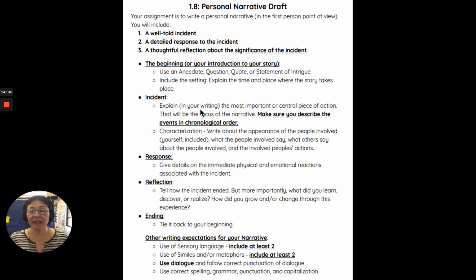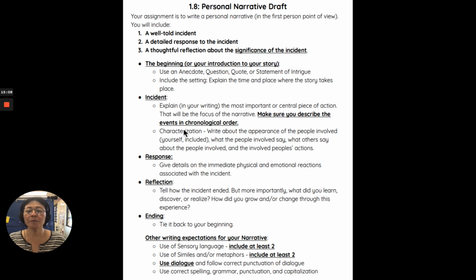The next thing you're going to have is the actual incident. You will explain in your writing the most important or central pieces of action. That will be the focus of the narrative. Make sure you describe the events in chronological order. That means you're going in order from time. You're not going to go here and there and all over the place and be all wild. There needs to be an order. This happened first, then this happened next, finally.